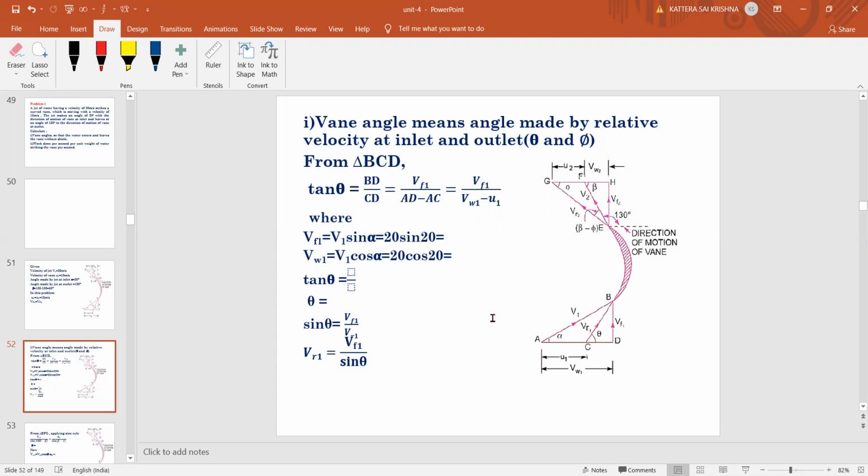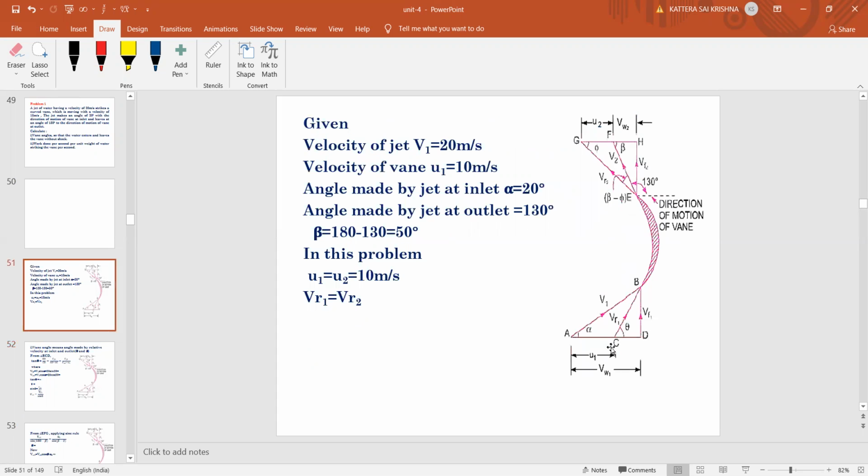Or in general, in a right angle triangle, you can also use sine theta, cos theta, tan theta. So first we'll go with the inlet triangle. At the inlet triangle, we need to find the vane angle theta.